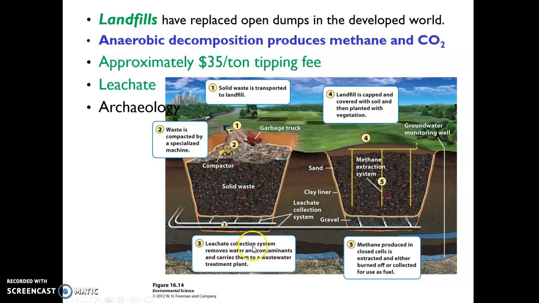You can see the third feature here, which is a leachate collection system. It removes the water that has come down from the rainfall that's percolated through and carries it to a wastewater treatment plant, where it's treated and then the water's released. At the end of the useful life of a landfill, it is capped and covered with a protectant layer and soil and then planted vegetation.